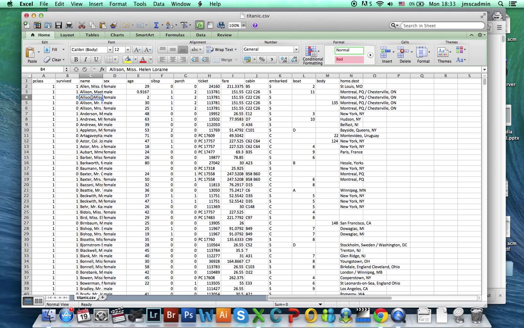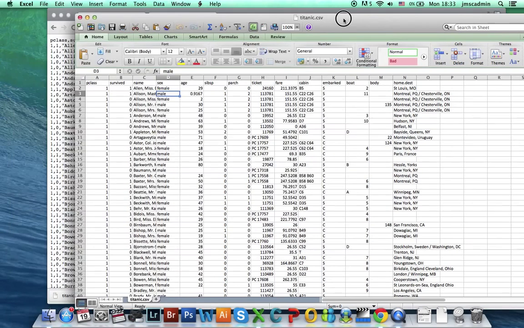I'm sorry for this lady, Alison Helen Lorraine. And the third column that we need to be concerned with is the sex. It is self-explanatory, female meaning female, and male meaning male. Self-explanatory.